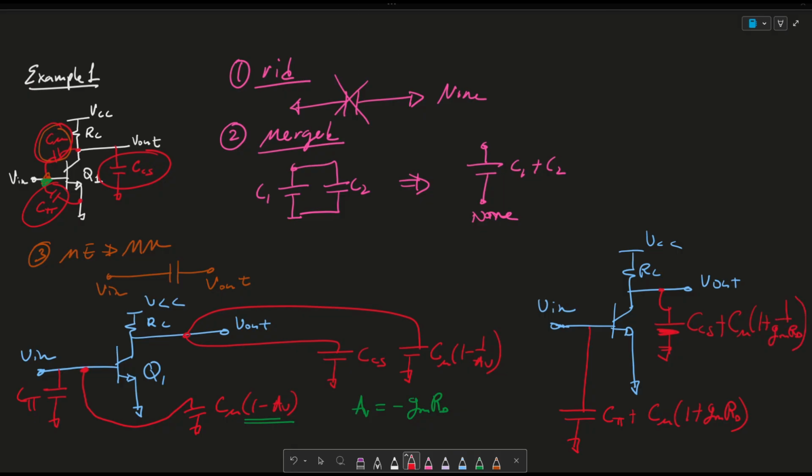Okay. And again, the whole point of doing this Miller effect is to simplify the circuit so we can analyze the frequency response of the circuit in an easier manner. So I hope that makes sense.